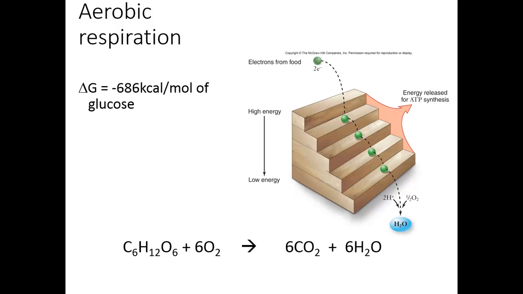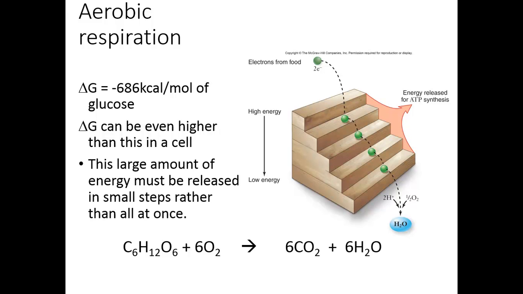Alright, so the change in free energy is negative 686 kilocalories per mole of glucose. You don't have to memorize that, but you do need to note that this is an exergonic reaction, meaning it is a spontaneous reaction that gives off energy. And if it's constrained within a cell, the change in free energy can be even higher, so you can get even more out of it.